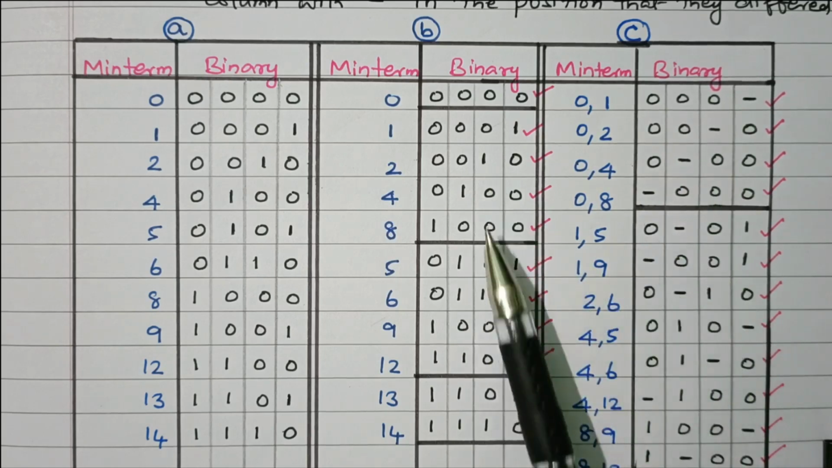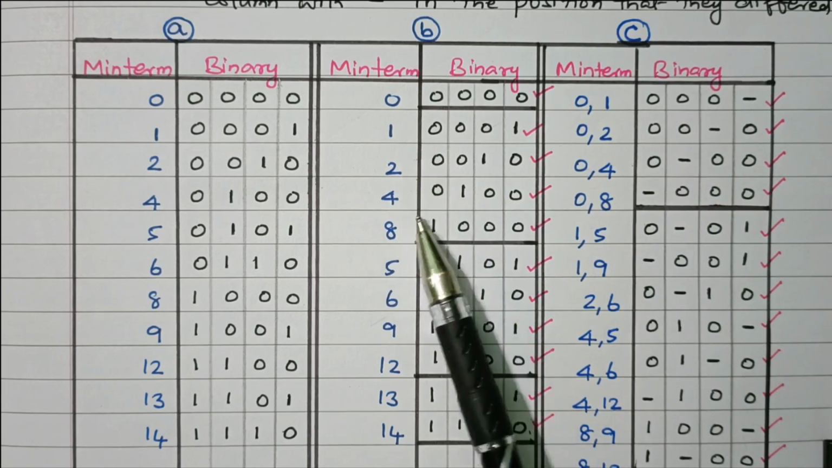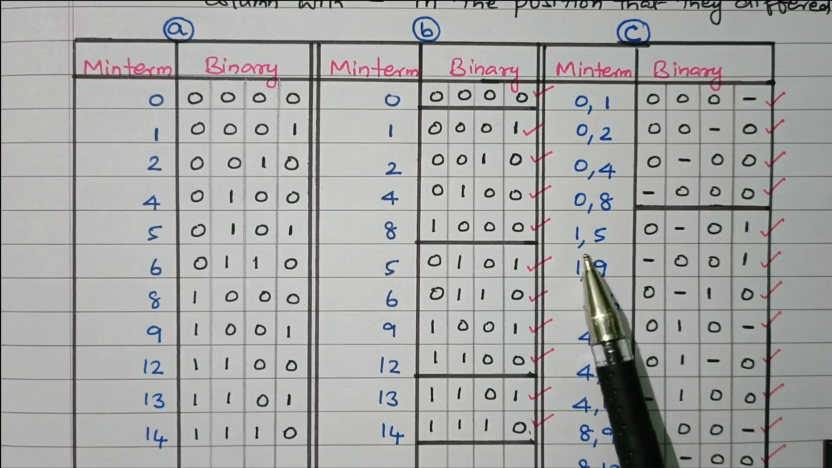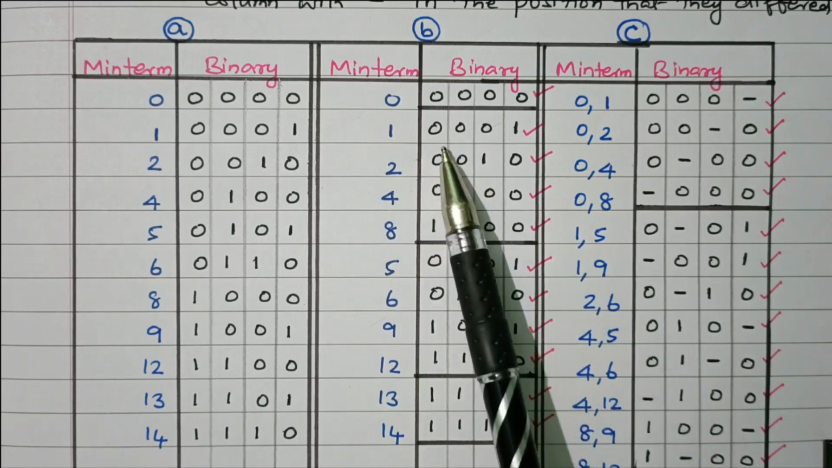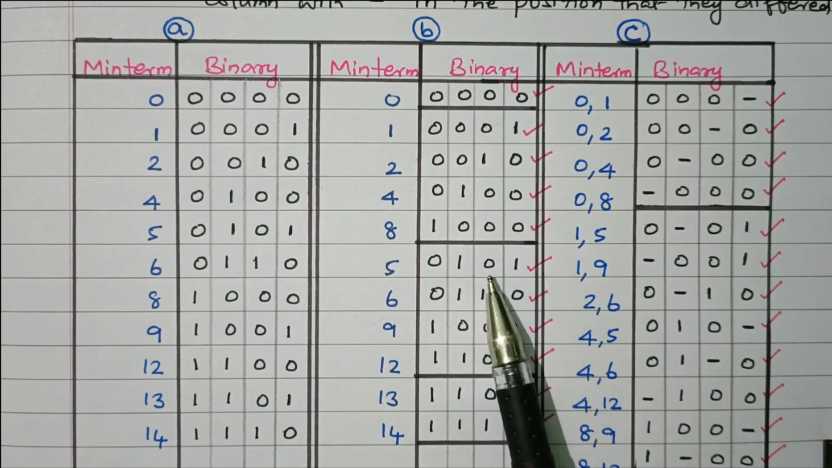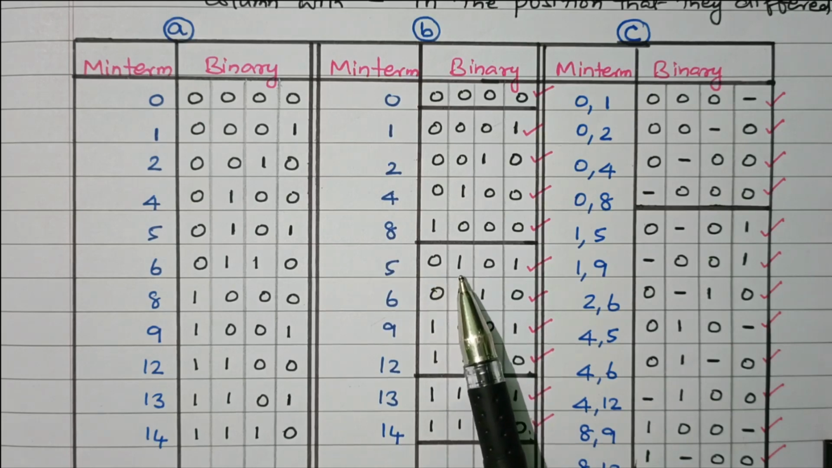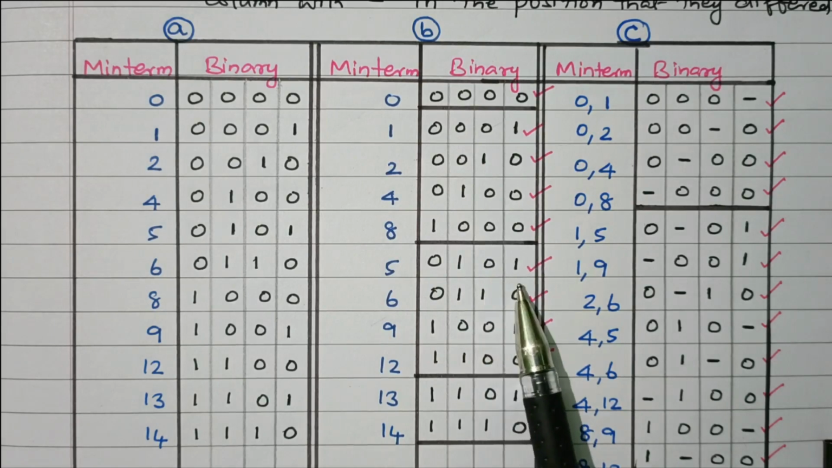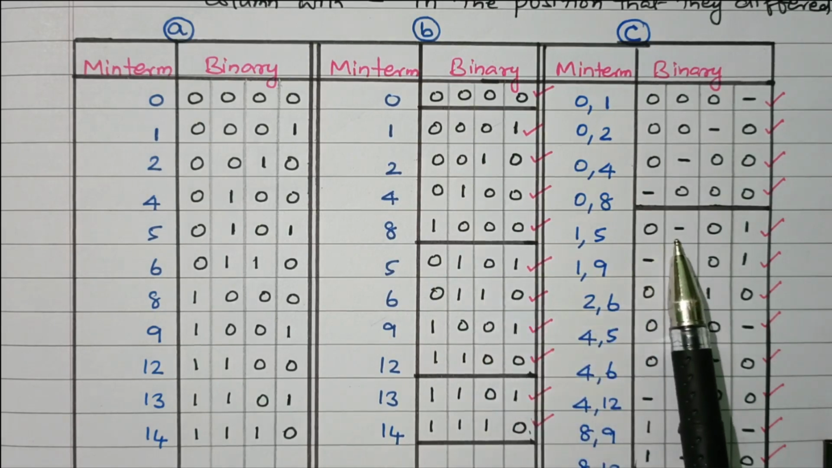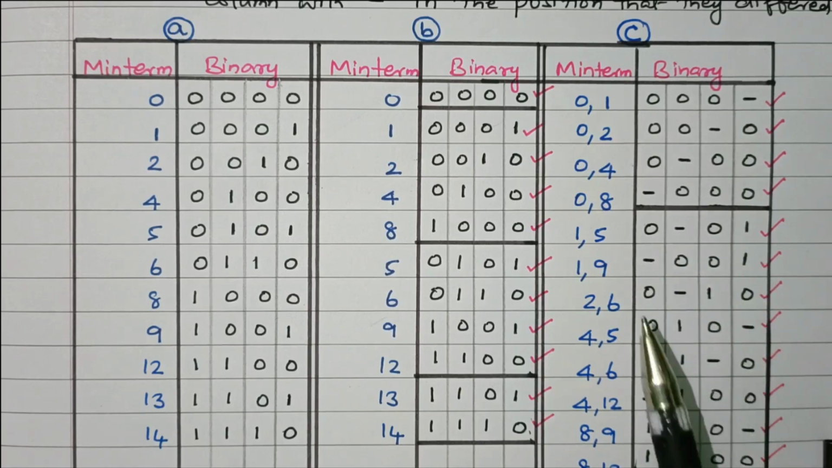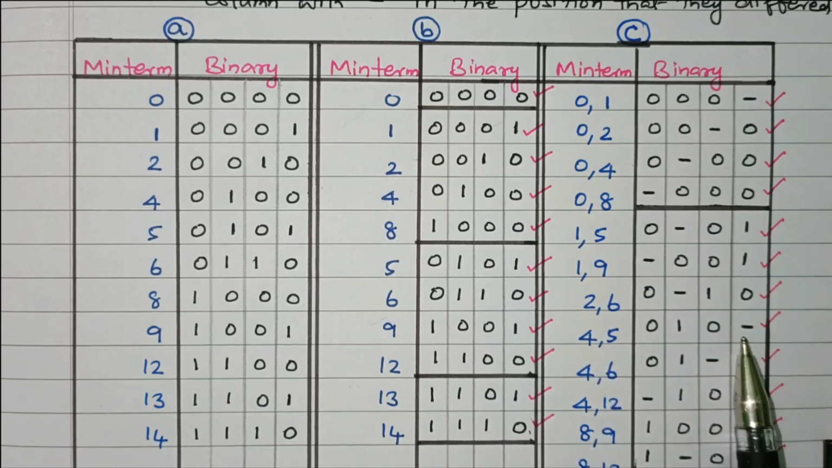Now we have to compare the second category with the third category. 1, 2, 4, 8 should be compared with 5, 6, 9, 12. While comparing we got 1, 5. 1 is 0 0 0 1, 5 is 0 1 0 1. Right? So the first digit is 0, the second digit only differs, here 0, there 1. Third digit is 0, fourth digit is 1. So only the second digit differs: 0 dash 0 1. Similarly we need to compare the other terms. 1, 9 differ by the first digit, 2, 6 differ by the second digit.